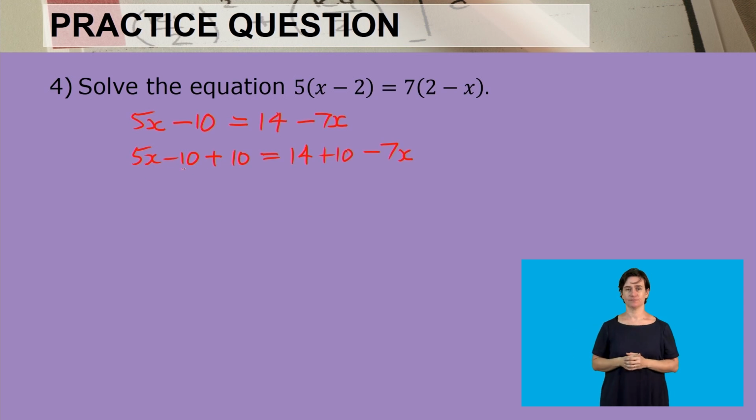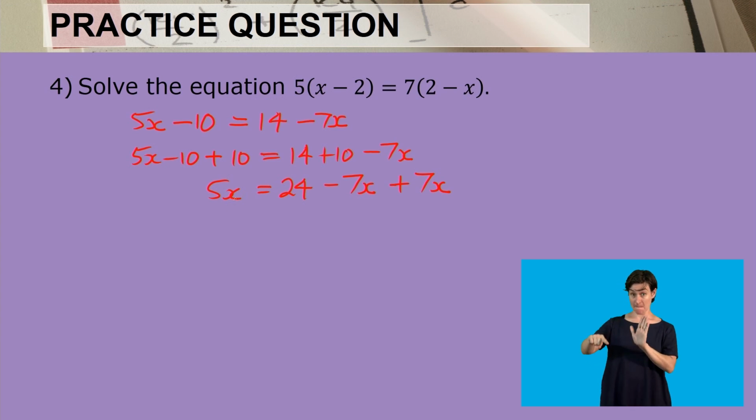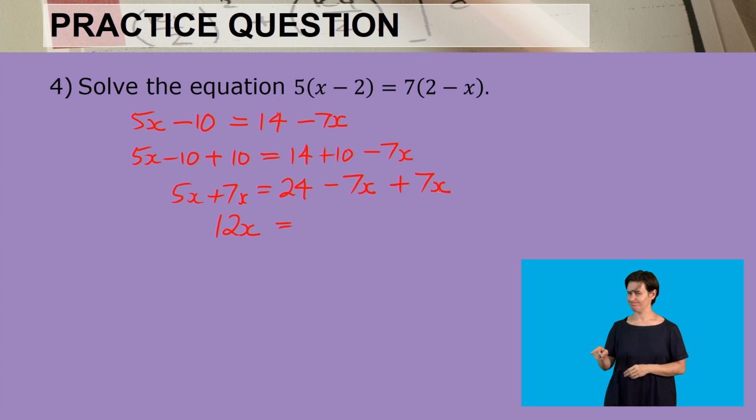And then negative 10 and positive 10 would give us 0, and that would leave us with 5x, and then 14 plus 10 is 24 minus 7x, and then the additive inverse of negative 7x would be plus 7x, and on the left as well we need to add plus 7x. And 5x plus 7x is 12x, and then negative 7x and positive 7x would give us 0, so we remain with 24.